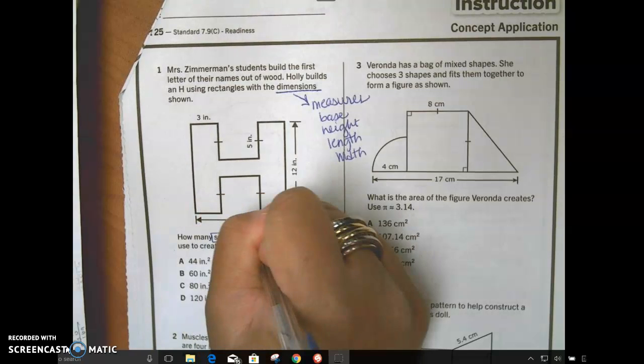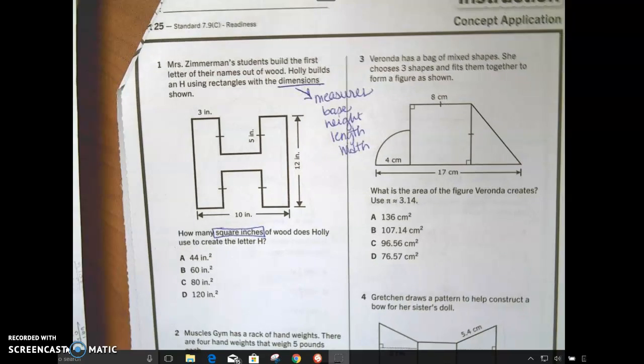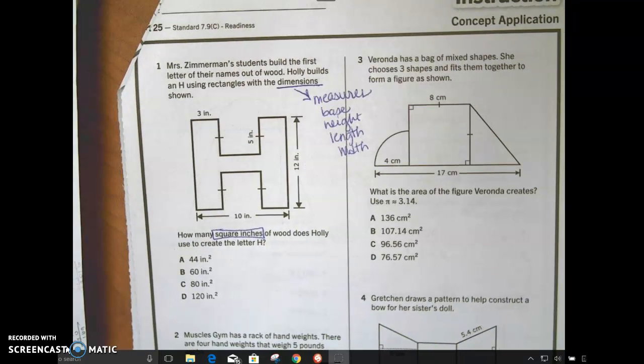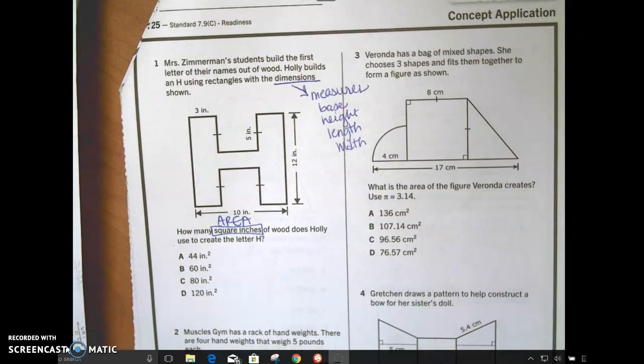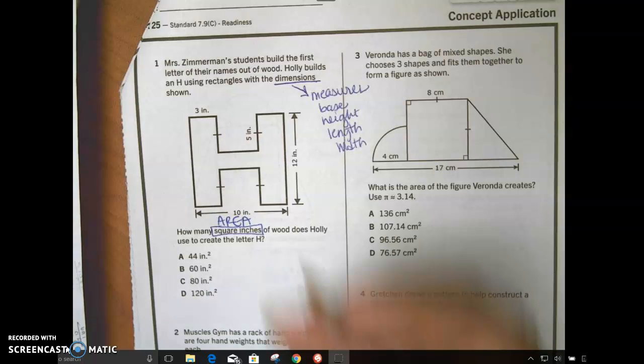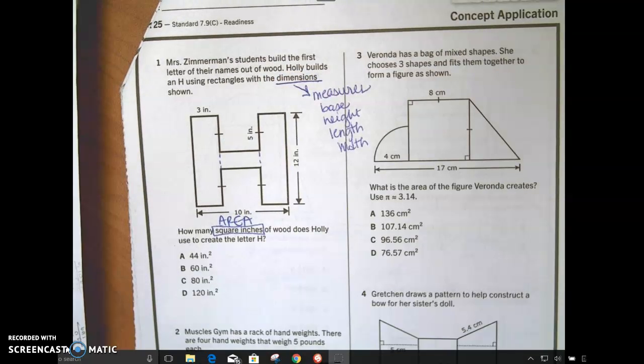Square inches means they're asking for what? What have we been talking about today? Area. Whenever they write the word square inches, square miles, square feet, square yards, they're talking about area. If they say cubic, then they're talking about volume, but we'll touch on that later. What I like to do is when I have a composite figure, I draw dotted lines so that I can break my shape up.